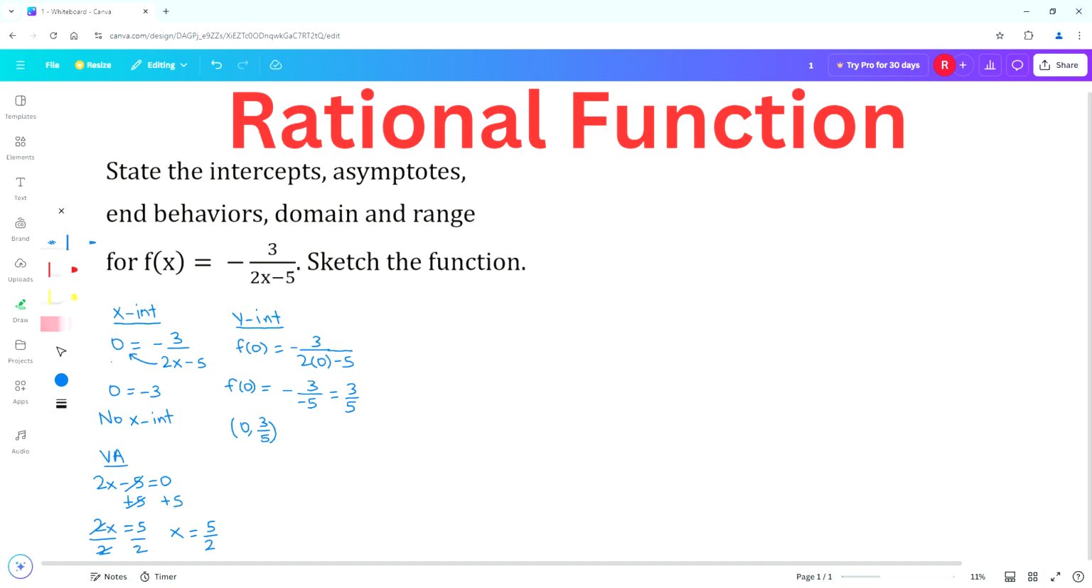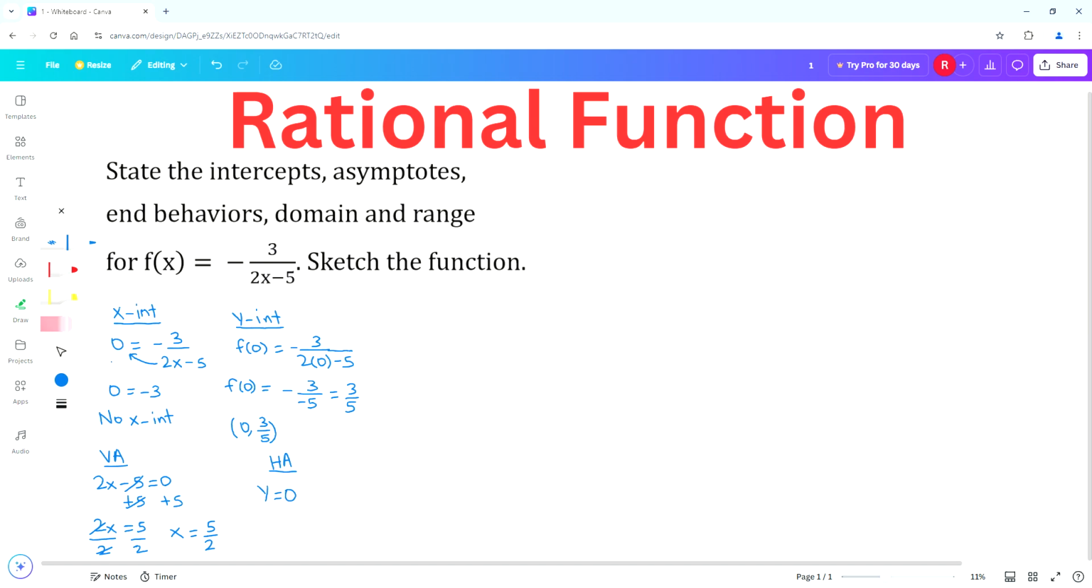Now we can find the horizontal asymptote. In the given function, the degree of the numerator expression is 0 because there is no x term in the numerator. The degree of the denominator expression is 1 because of the x in the denominator. Since the degree of the numerator is less than the degree of the denominator, the horizontal asymptote is at y equals 0. There is a very important concept we need to understand and memorize for this type of problem.